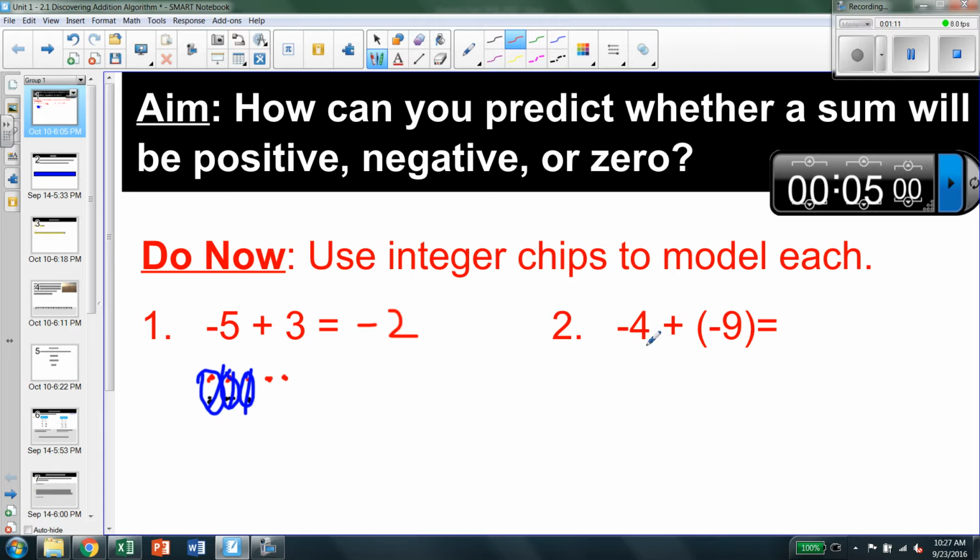Okay, here we have negative 4 plus negative 9. So we have 1, 2, 3, 4 negatives, and then we have 9 more. Do we have any zero pairs? No, we don't. So we can't zero anything out. All we're left with is a whole bunch of negatives. So that's 13 negatives. Our answer will be negative 13.